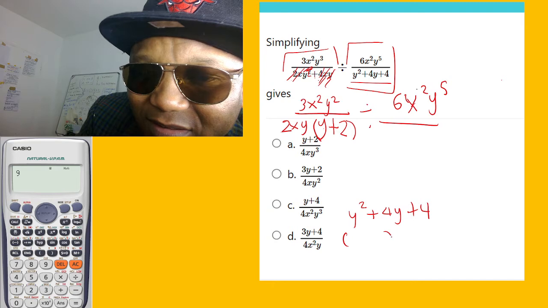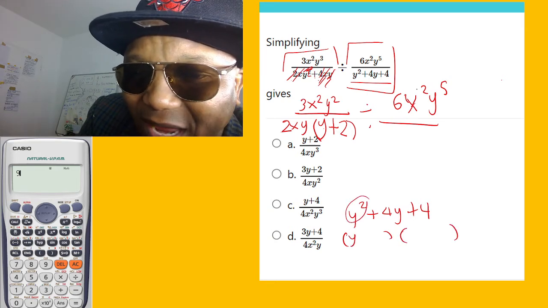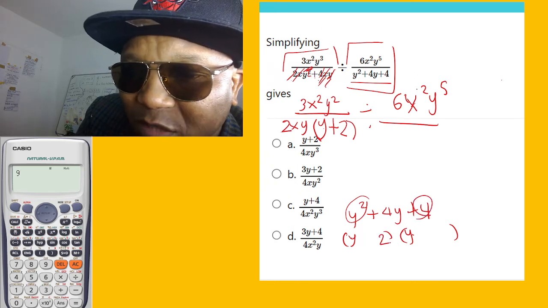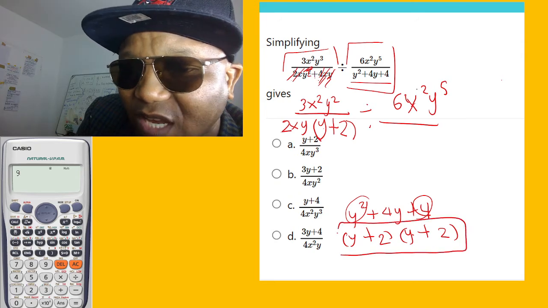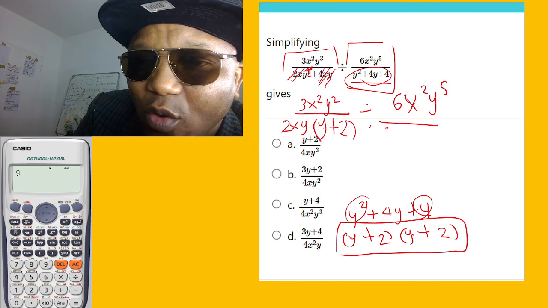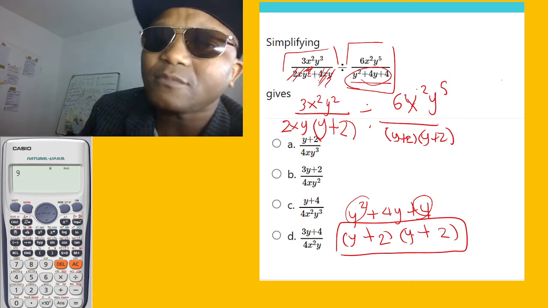You can factorize this and say y squared. How do you get y squared? This must be y and y. Y times y equals y squared. How do you get 4? This must be 2 and 2, and this must be plus. That's called factorization. So instead of saying all of this, we say (y plus 2)(y plus 2).